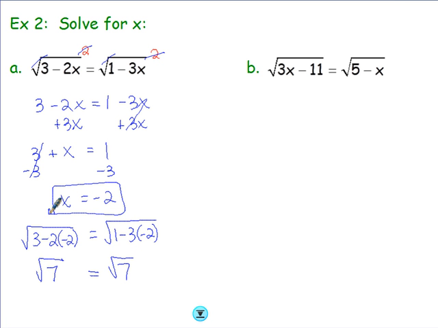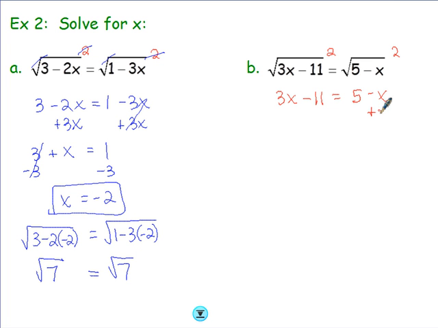Why don't you pause the video at this point, because B is just like it, and try B on your own, and then pick it up after you're done. So let's check your answer. You should have squared both sides. That leaves you with 3x minus 11 equals 5 minus x.